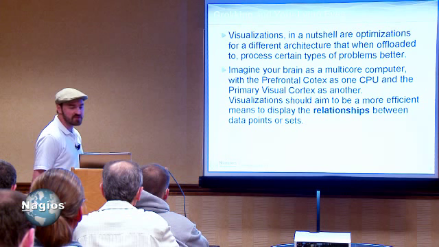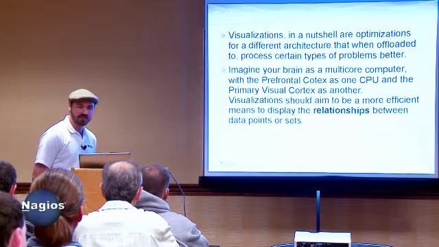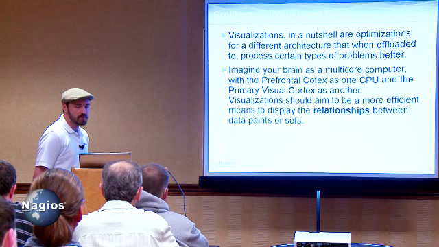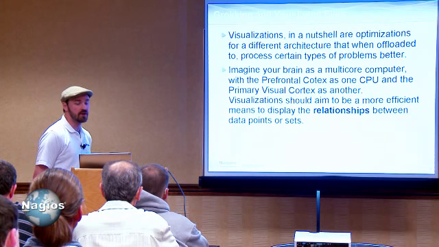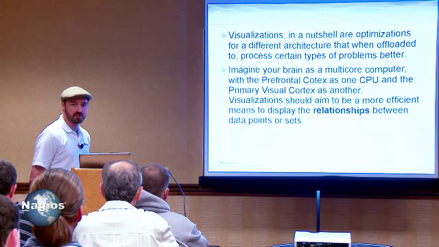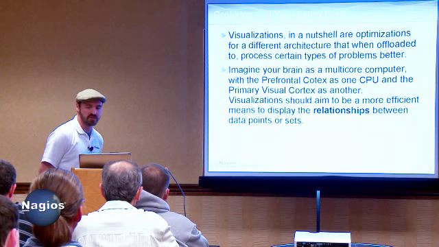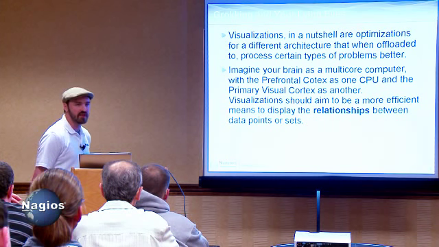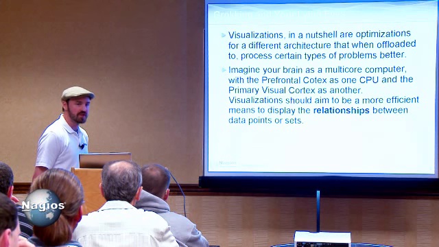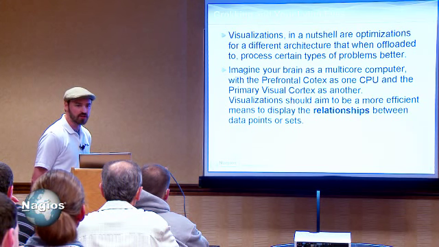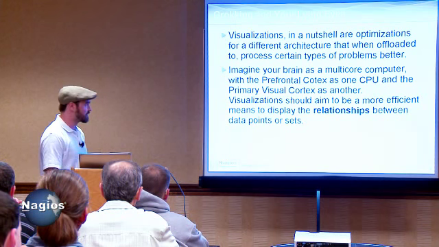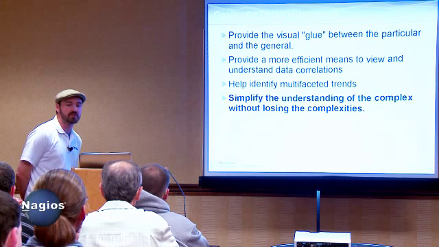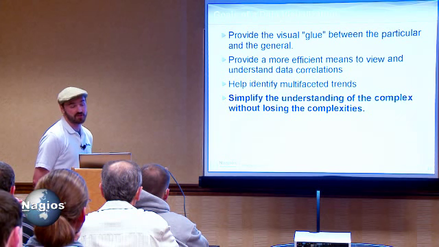So in a nutshell, they're optimizations. Consider it like you're dealing with an architecture that has multi-cores, and one of them will be your prefrontal cortex, another one is your primary visual cortex. We want to be able to make use of the things that the primary visual cortex is very, very good at, which is the identification of patterns, the ability to use shape, size, color in order to correlate between different data sets. If it's failing to do that, it's probably failing to be a visualization that's actually useful.